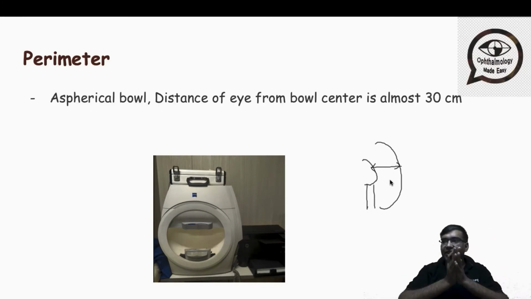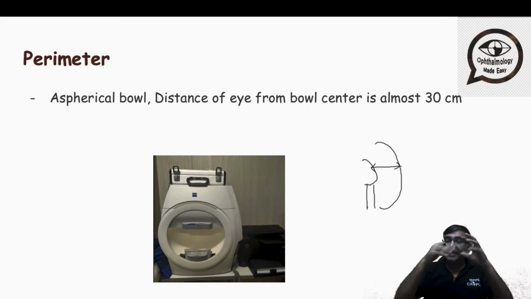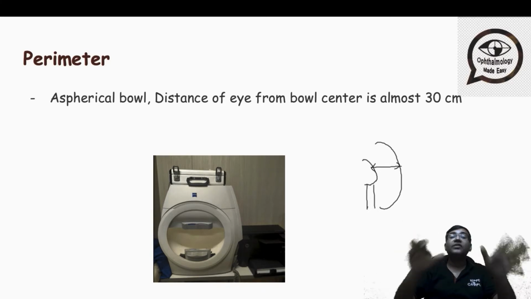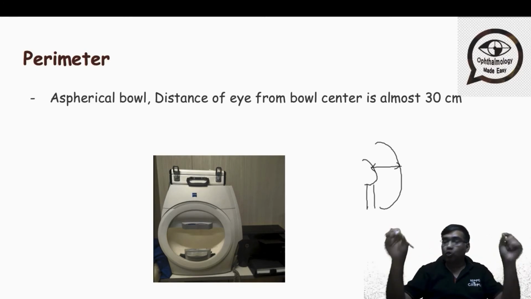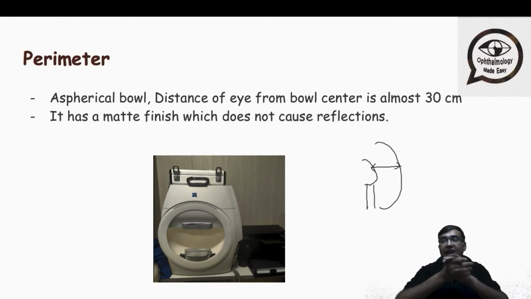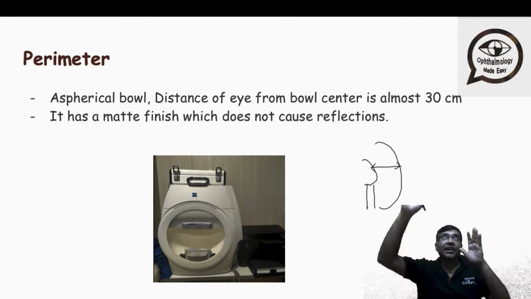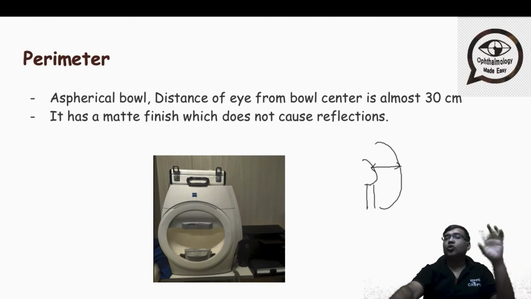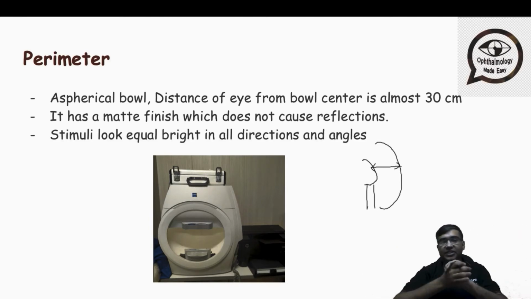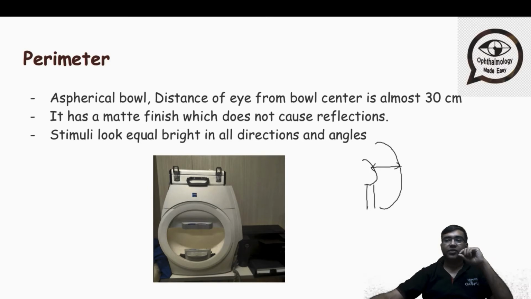Now it has a matte finish, which is done so that there would be fewer reflections from the room. But remember, always do this in a dark room. These are the dark room procedures, and these stimuli look equally bright in all directions. Whether you see it here or here, all the stimuli look equally bright in all directions. That is what is important for a perimeter.